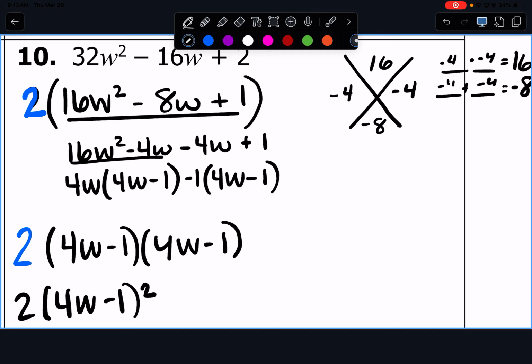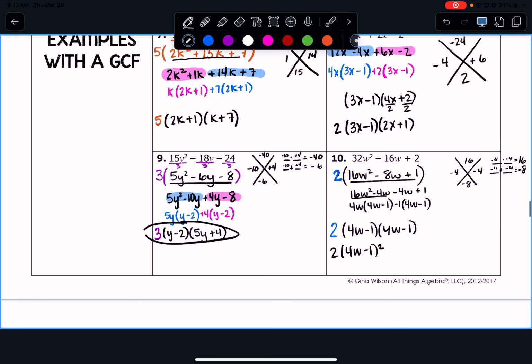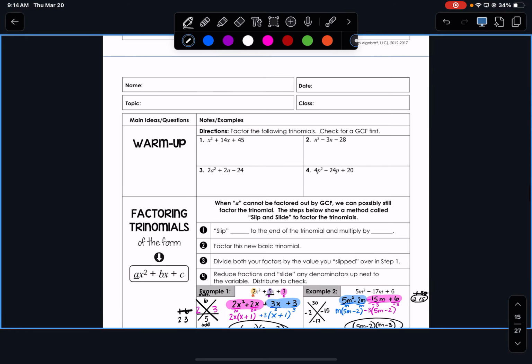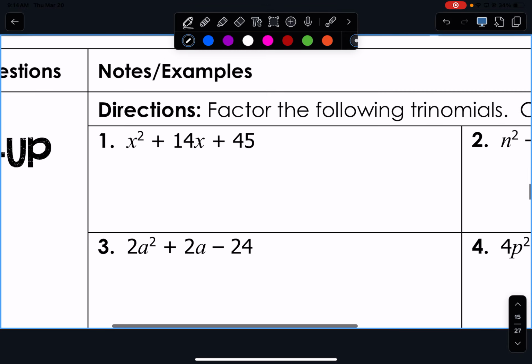All right. So what I want y'all to do is go back to the front of this page and go up to the warm-up section. Go to question 1 on this section, and we're going to look at these real quick. So question 1.